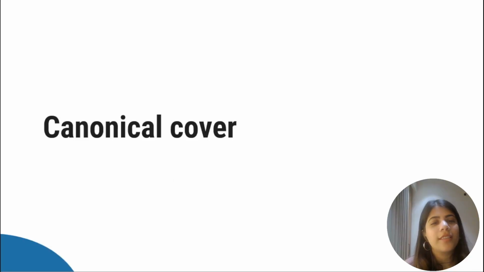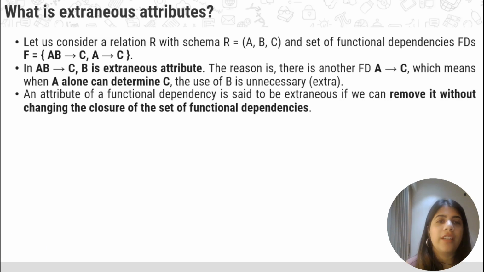First, to understand what is canonical cover, let's understand what is extraneous attributes. To understand that, let us consider there's a relation R with a schema R equals A, B, C. These are the attributes. And there are functional dependencies: AB can determine C and A can determine C over here. So in AB can determine C, B is the extraneous attribute. Now why is B the extraneous attribute? Because if you can see, AB can determine C and A alone can also determine C.